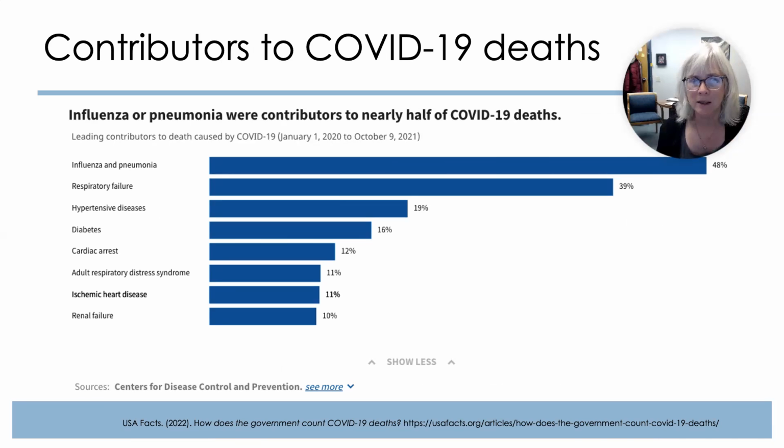So for example, flu and pneumonia contribute to deaths by COVID about 48% of the time. Respiratory failure, about 39% of the time. And if we're looking at death certificates alone, that may be complicated, right?